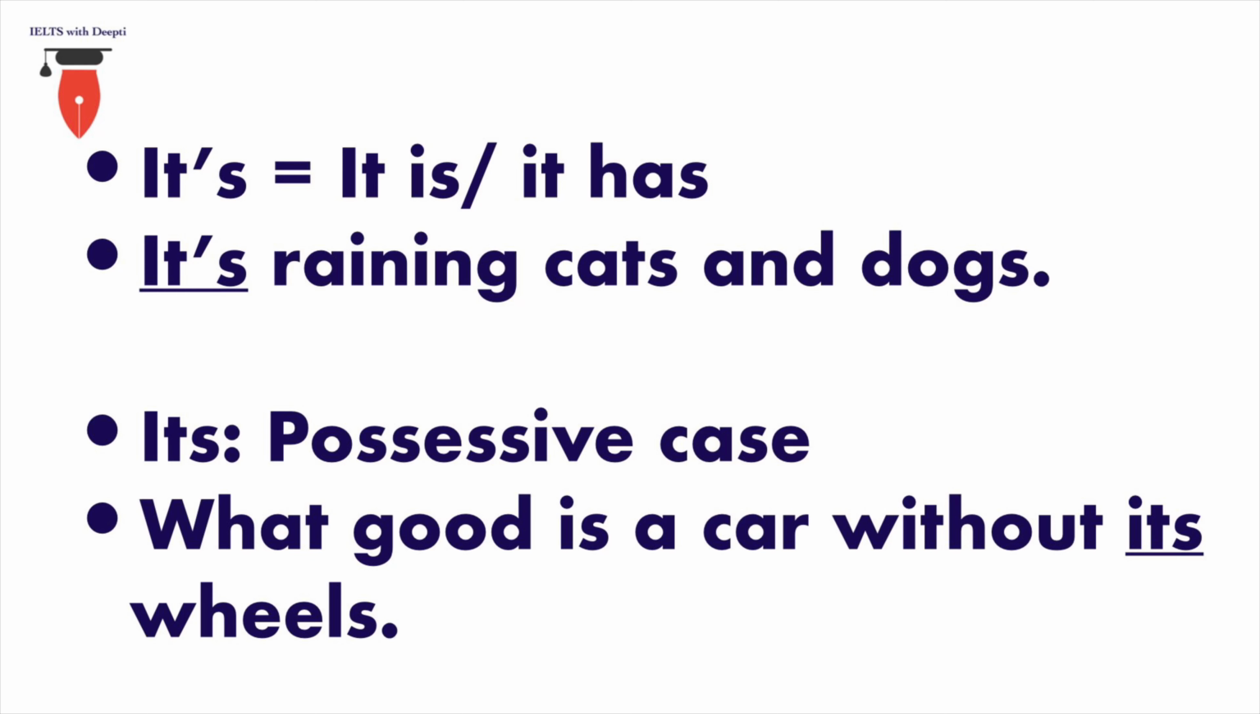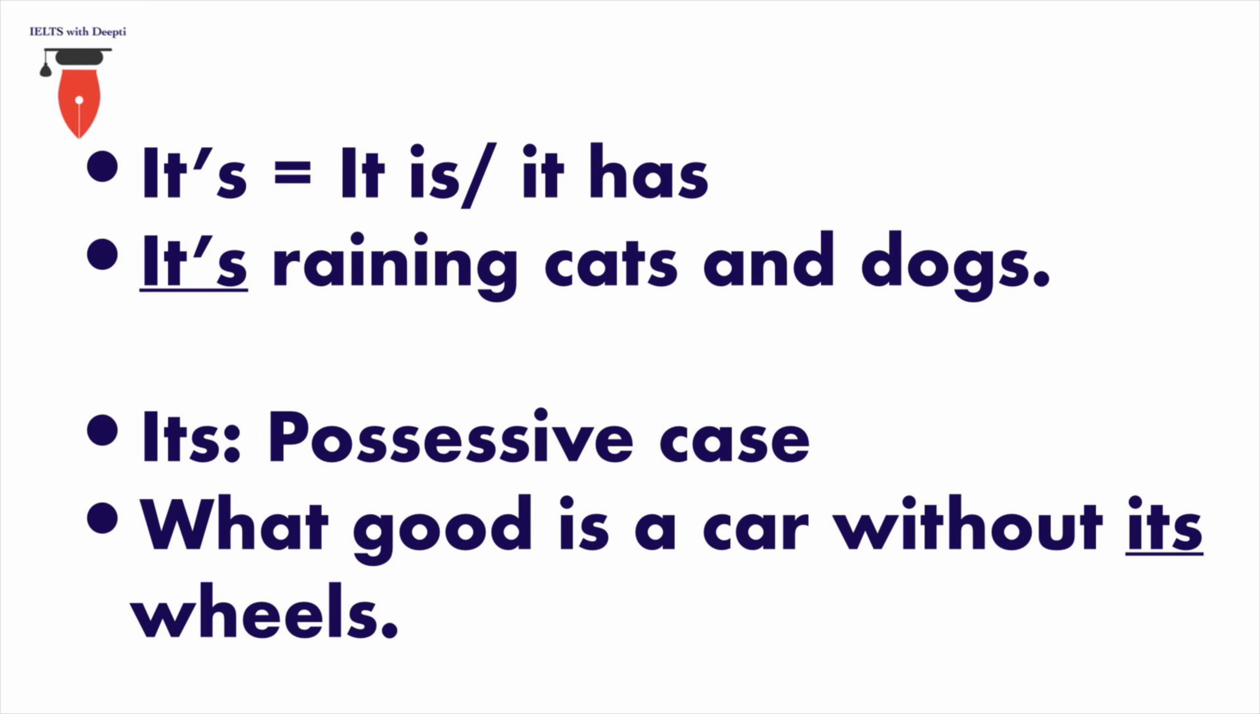So in the sentence it's raining cats and dogs, we are trying to say it is raining cats and dogs, so we will put the it's with an apostrophe. On the other hand, its without the apostrophe talks about the possessive case. The possessive case of a pronoun refers to the pronoun that is being shown to own something or to have possession of something. For example, my book. Here the word my is showing that I own the book.